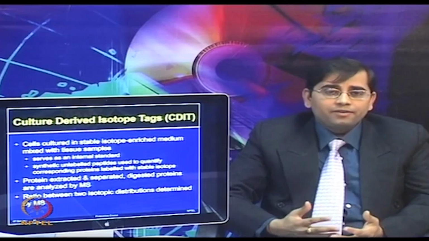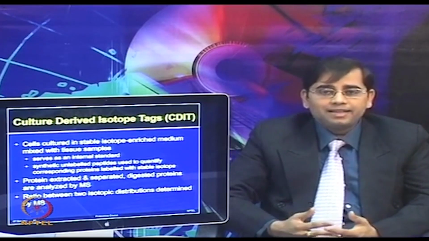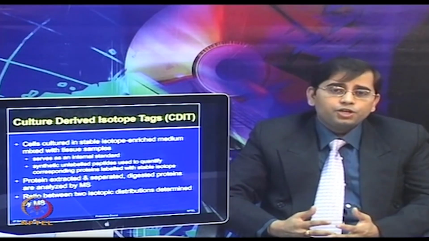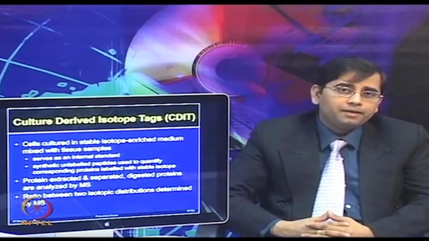The proteins can be extracted and digested prior to the MS analysis. The ratio between 2 isotopic distributions can be determined by mass spec.